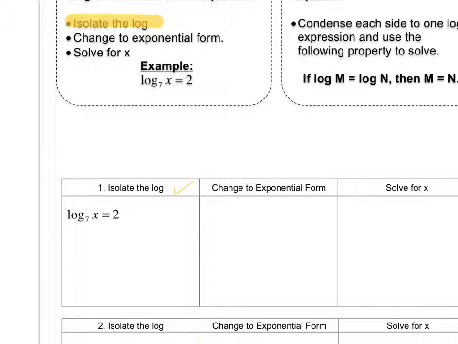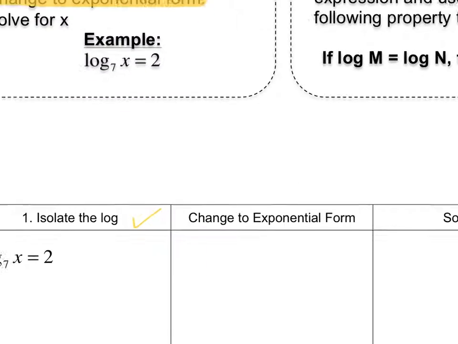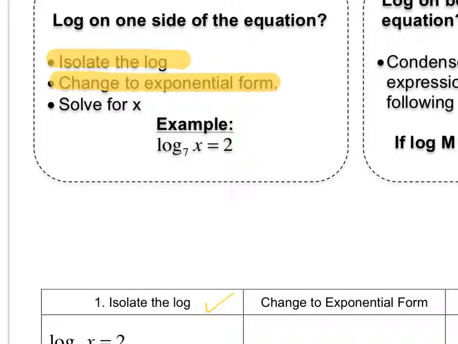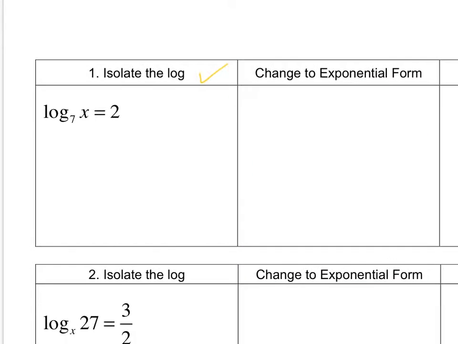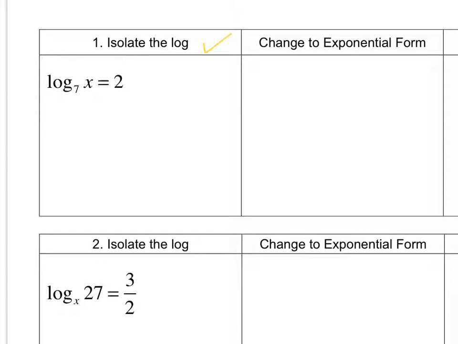My next step is to change to exponential form, which means if you have log base b of x equals y, to change to exponential equation, you take the base, you raise it to the y power, and that is equal to x. So b to the power y equals x. This is how we do the second step in such a type of equation. So let's look at the base. 7 to the power 2 equals x. I changed it to exponential form.